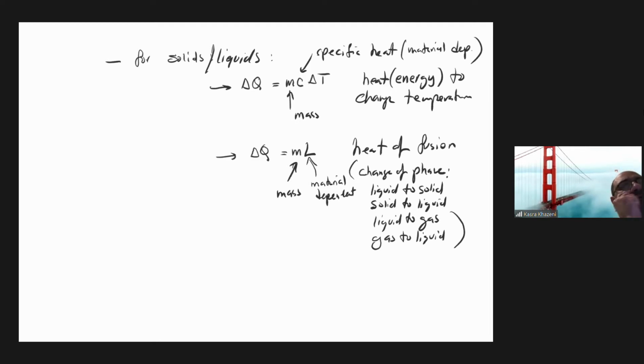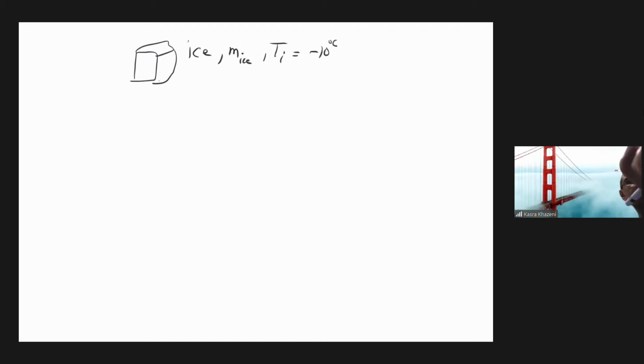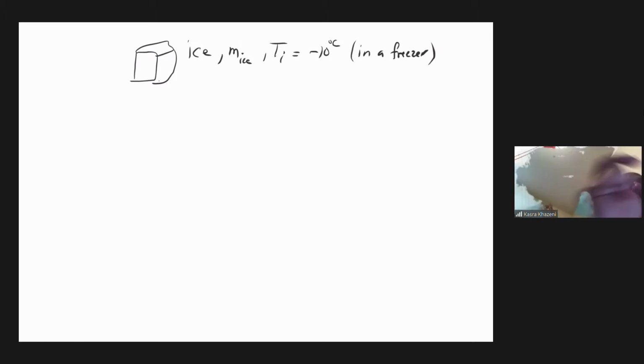So let's use these and calculate some, do an example. Right. Let's do an example. Suppose I have a piece of ice. Okay. And I know its mass, so mass of the ice. And say the initial temperature is at minus 10 degrees C. This is very close to the ice in your freezer.